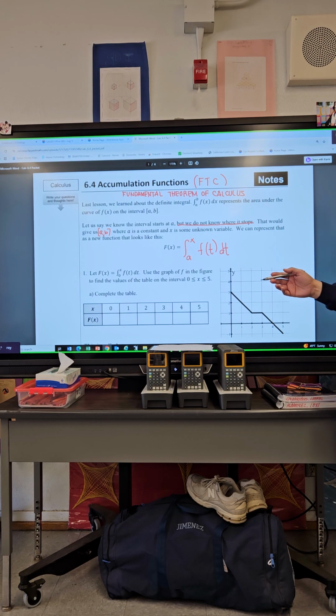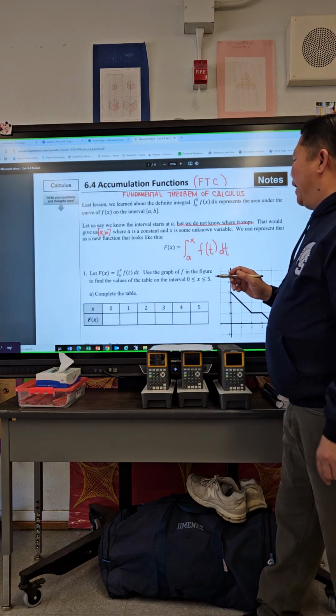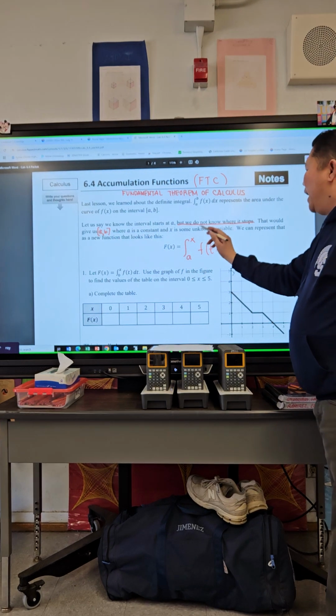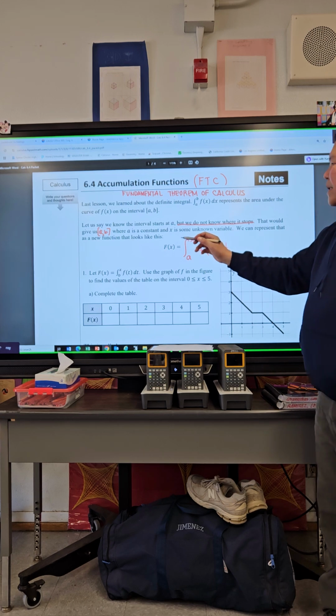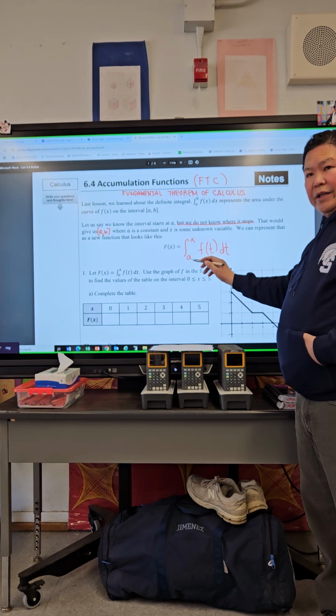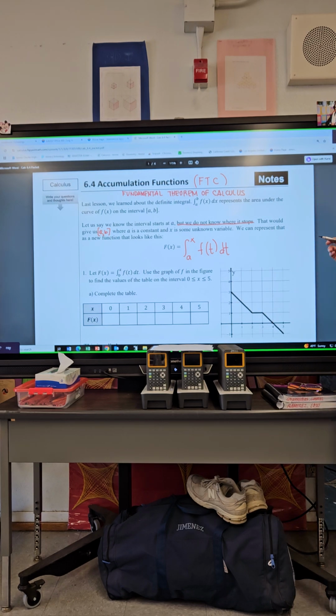Okay, so given the interval from a to b, where a is constant and x is some unknown variable, we can represent that as a new function that looks like this. So this is the new function. Okay, can I move this up now? I need the space for this problem.